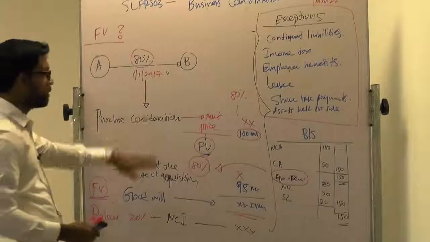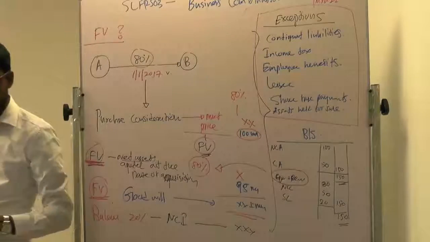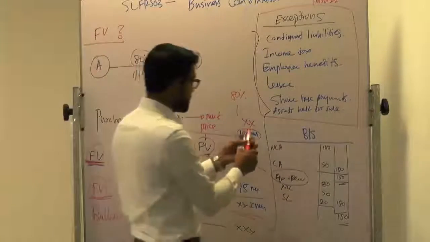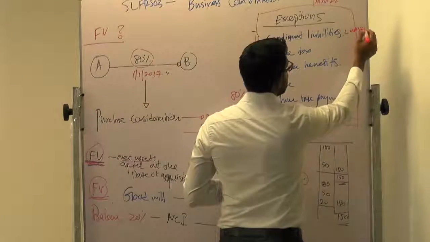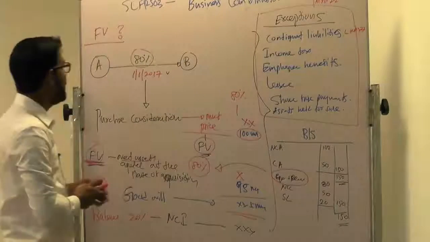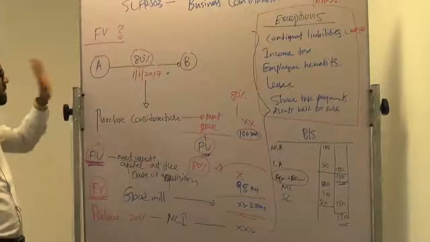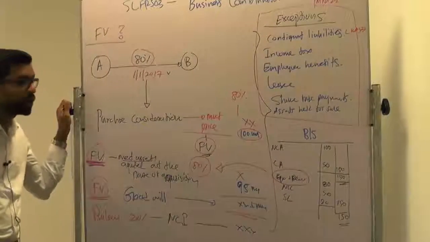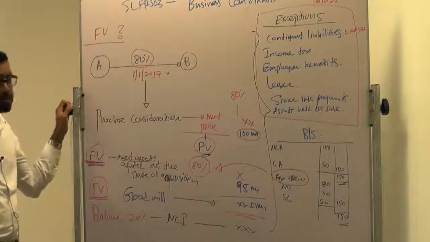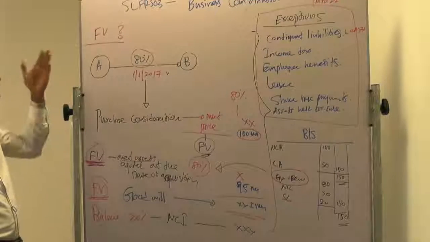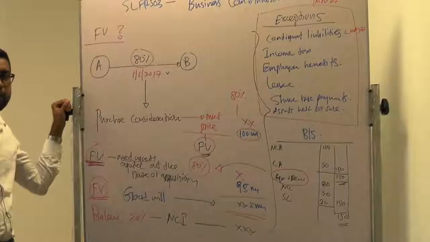Now, the first exception, what we have discussed, is contingent liabilities. LKAS 37 clearly explains contingent liabilities. Are we recognizing them in the financial statements? Can we recognize this in financial statements? No, we can't. Why? Contingent liabilities means it's not a real liability. You can't measure the cash outflows in a probable way. There is no probable cash outflow.